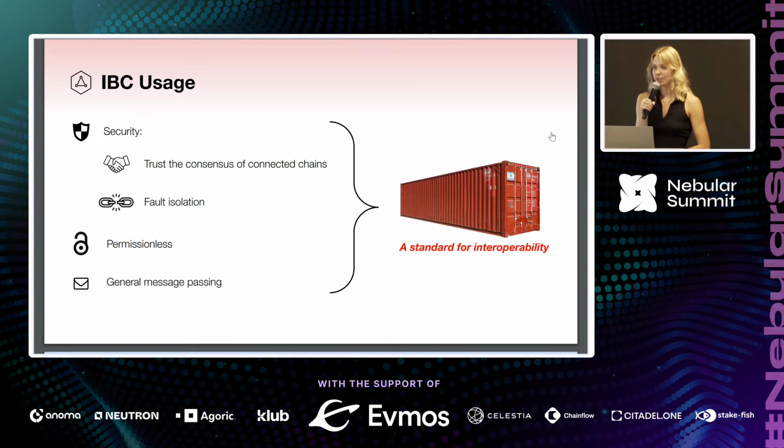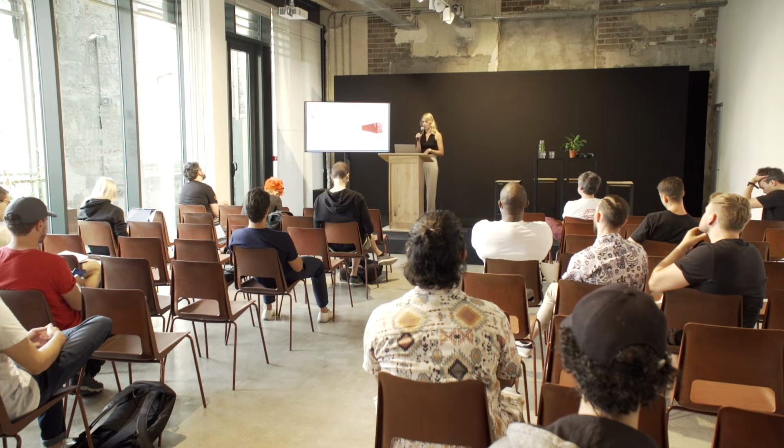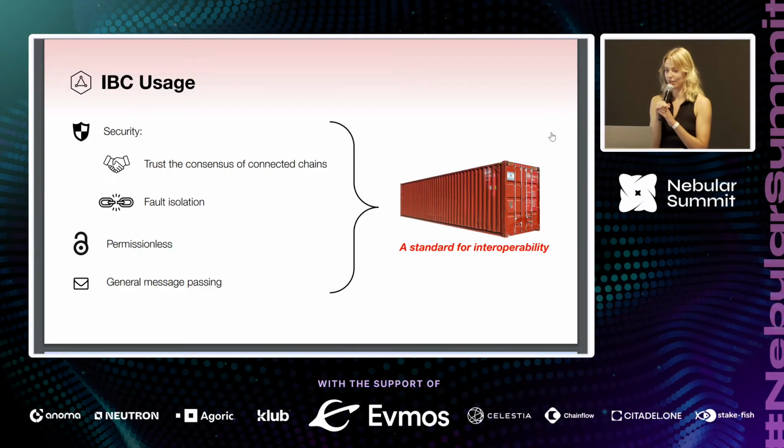IBC is also permissionless, so anyone can relay packets between chains. You don't have to have a specific person. You don't have to be whitelisted. There's no restriction on who is able to actually ferry these data packets between chains. And IBC is also generic enough to enable general message passing. So it's not just about sending tokens between chains. There's a whole other host of functions that you can use IBC for. And because of these factors, this is what makes IBC a really powerful interoperability standard.